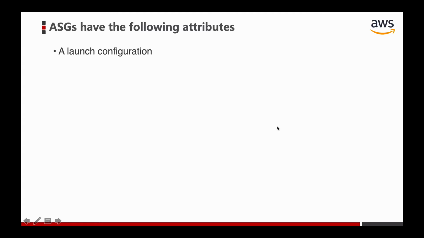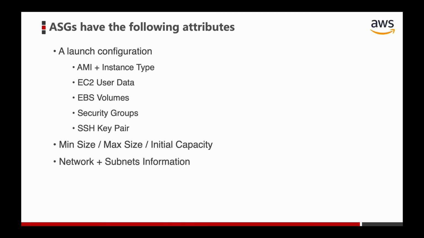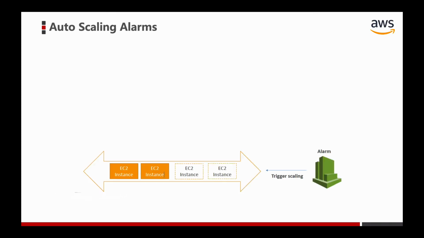Okay, so auto scaling group has the following attributes. First is called a launch configuration, and the launch configuration contains AMI plus instance type, EC2 user data, EBS volumes, security group, SSH key pair. It has minimum size, max size, initial capacity, which I just talked about in the previous slide. And it has network and subnets information. It has load balancer information, and also it has scaling policies.